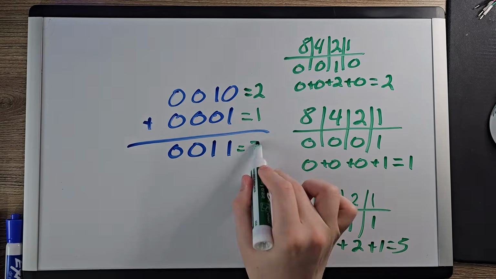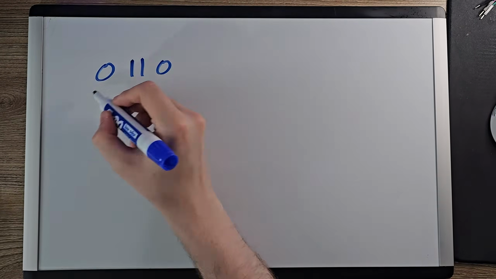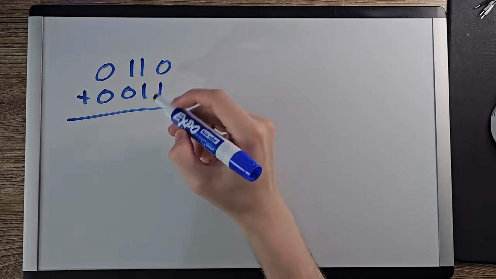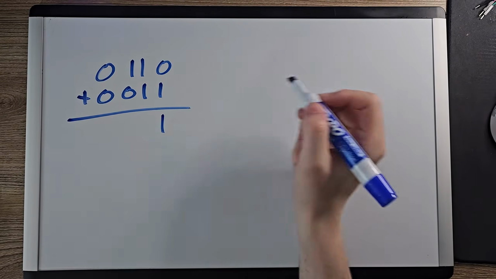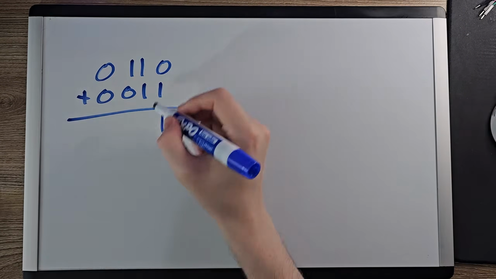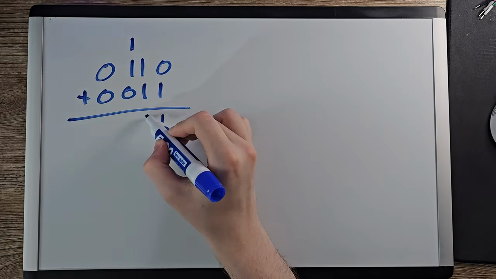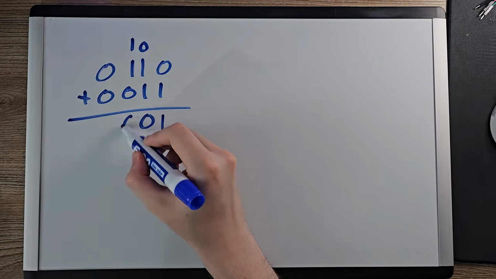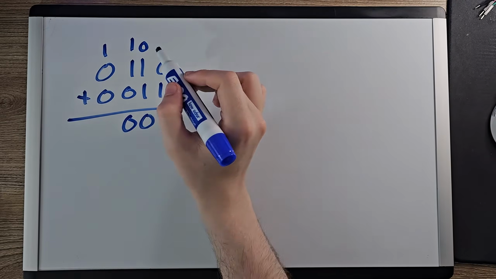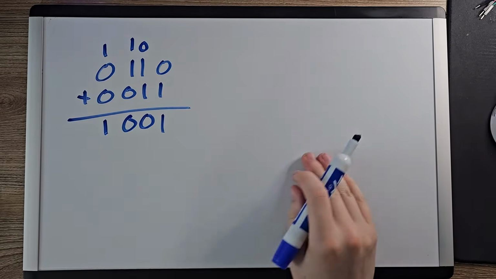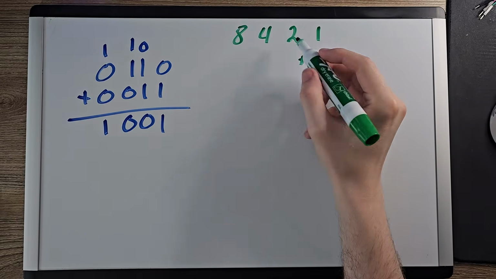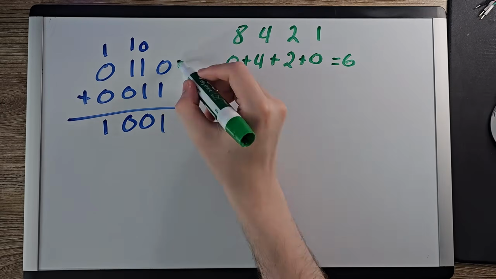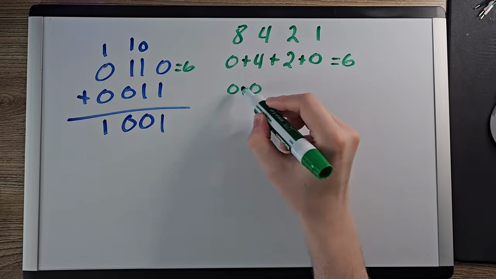So let's try something more complicated. 0110 plus 0011. You start from the right and you move left. So 0 plus 1 is 1. 1 plus 1 is 10. So we just draw a 0 and carry that. Now we have 1 plus 1 plus 0. This leaves us with 10 again. Lastly, we have 1 plus 0 plus 0. This leaves us with only 1. The answer is 1001.